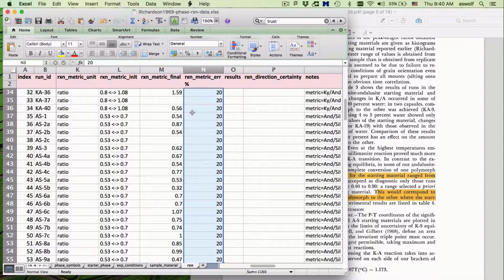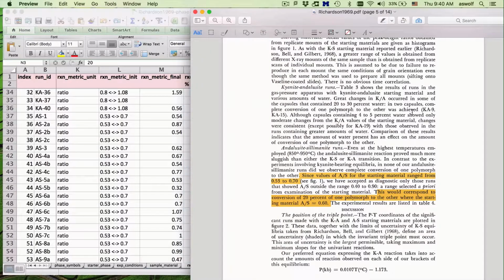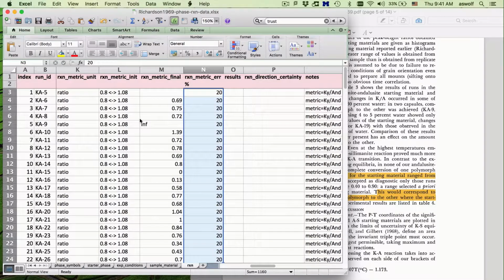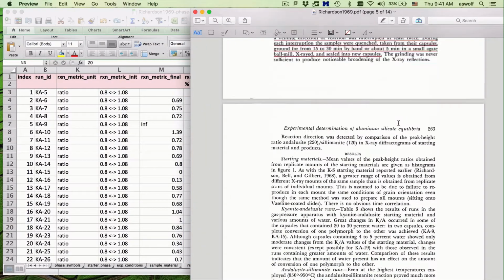So anything less than a 20% change would just be a no real change observed. It's basically equal to its initial value. Anything between a 20 and 40% change is a questionable or maybe probable change, and anything greater than a 40% change is a clear change. And so we'll see that as we fill out the results column. So now let's go to the kyanite andalusite table.